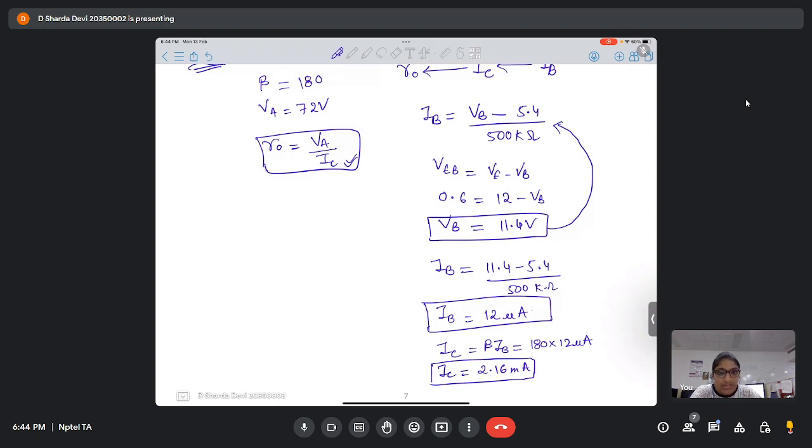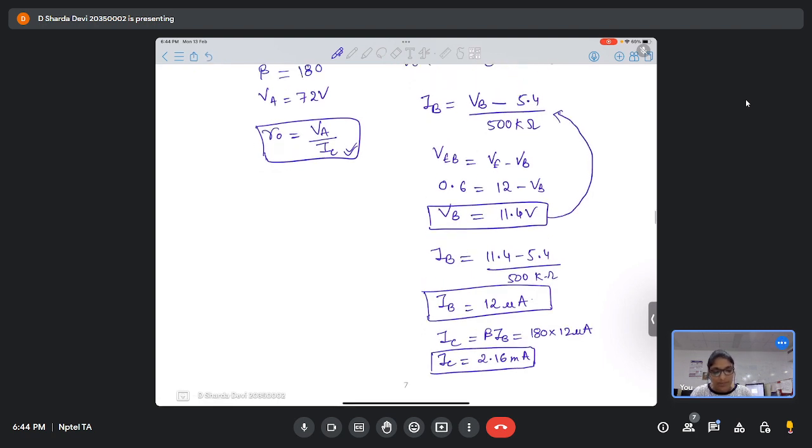Arjun, where is the confusion? Is it clear? It's clear, right? So it is milliamperes. Everyone is satisfied? Anyone has any confusions? No, right? So it is 2.16 milliamperes. Now we want to go for R0. R0 is simply VA, that is 72 volts, by 2.16 milliamperes. So how much is R0?